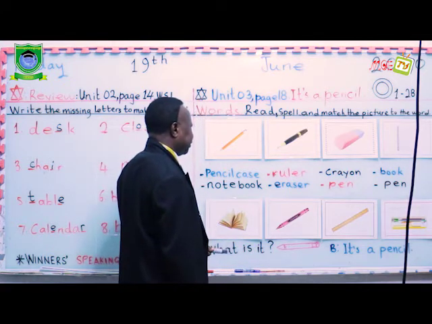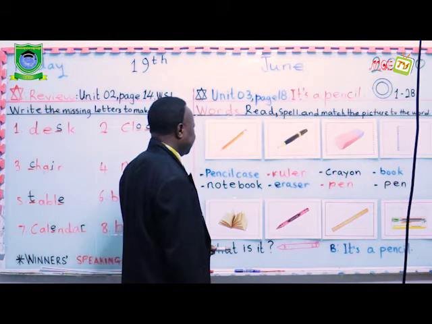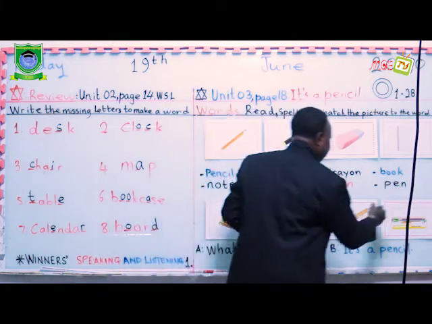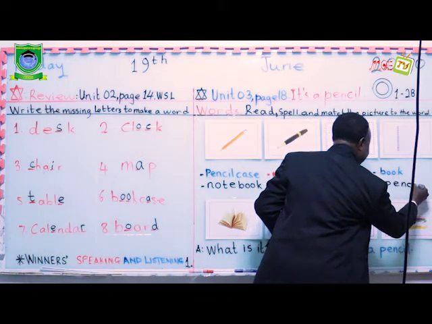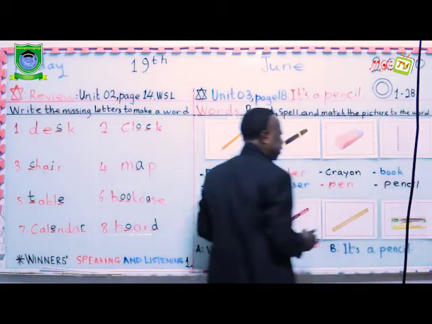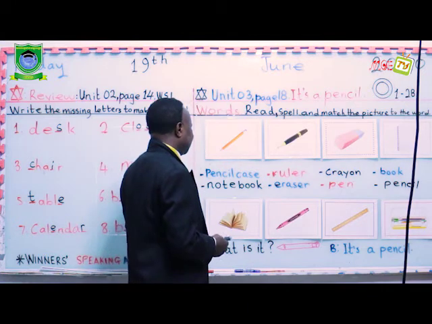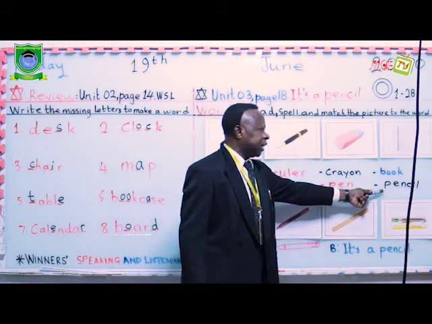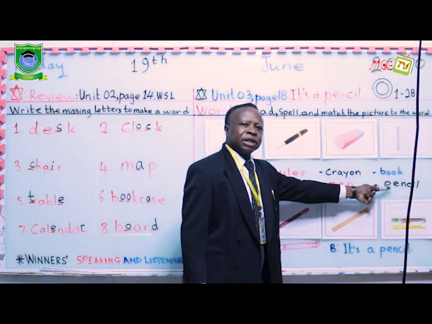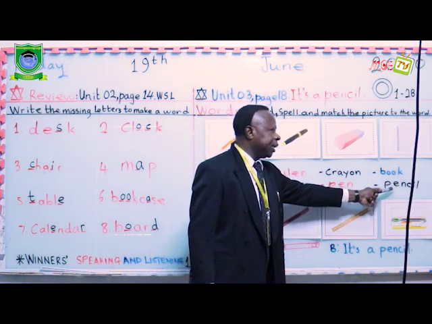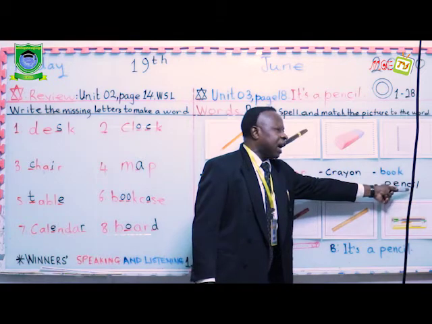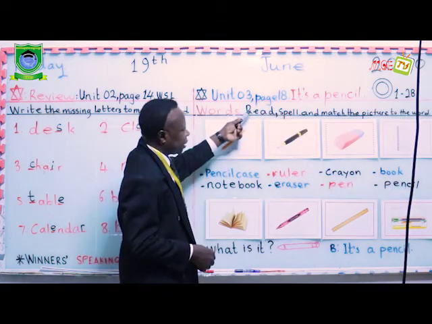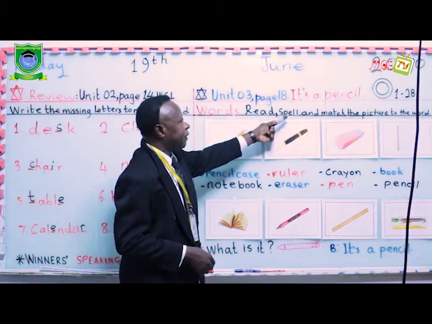So that is done. We got pen, and then we need a pencil. So pencil is this one. We don't have a pencil here. So the last one is pencil. Pencil, I spell P-E-N-C-I-L, pencil. So now we've just read and spelled all together.